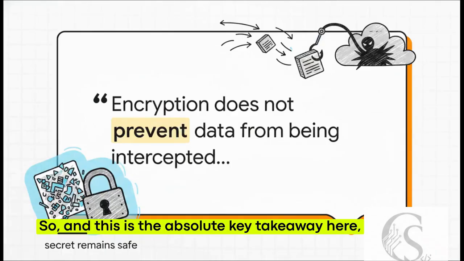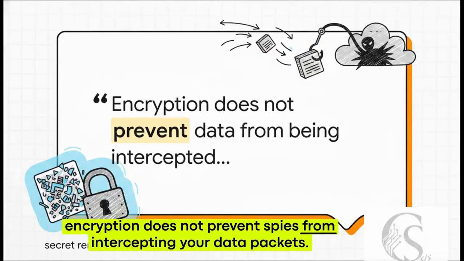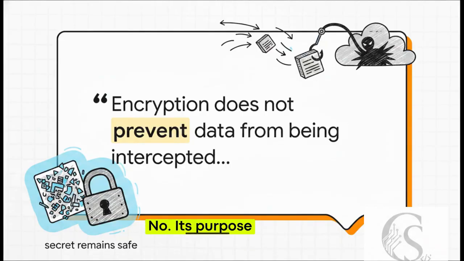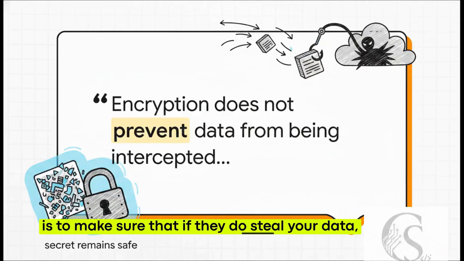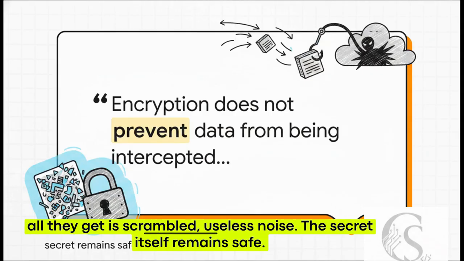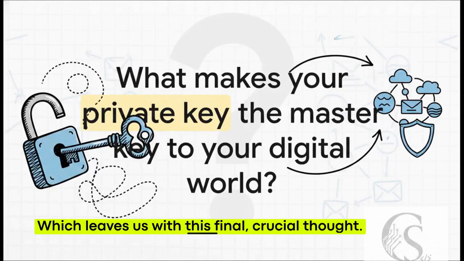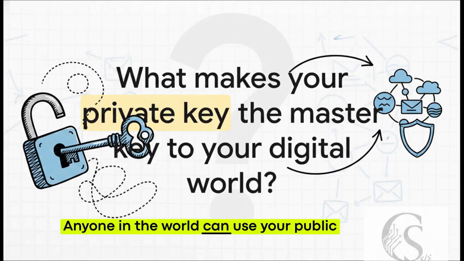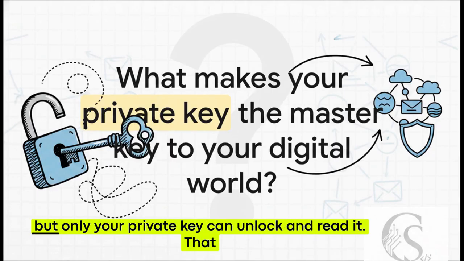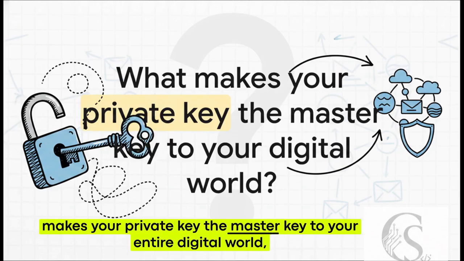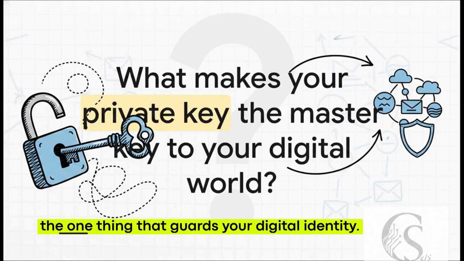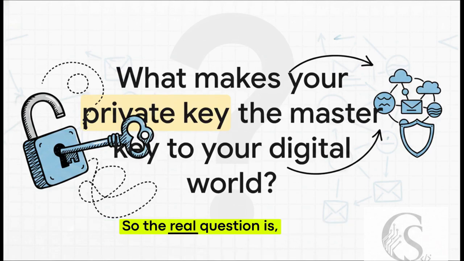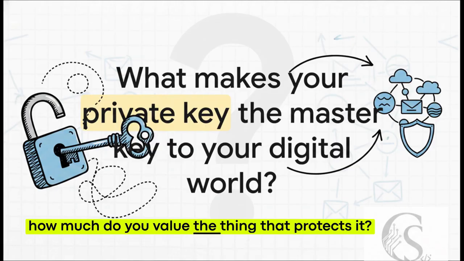So, and this is the absolute key takeaway here, encryption does not prevent spies from intercepting your data packets. No, its purpose is to make sure that if they do steal your data, all they get is scrambled, useless noise. The secret itself remains safe. Which leaves us with this final crucial thought. Anyone in the world can use your public key to send you a secret message, but only your private key can unlock and read it. That makes your private key the master key to your entire digital world, the one thing that guards your digital identity. So the real question is, how much do you value the thing that protects it?